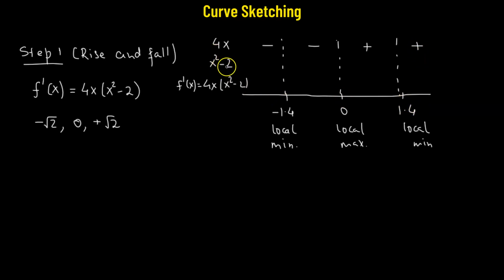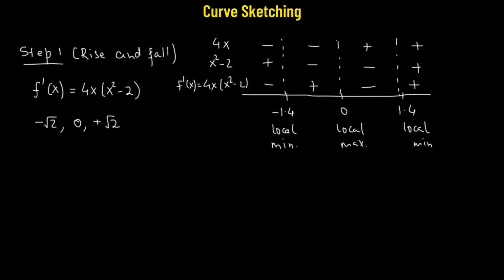Now, we'll look at the sign of x^2 - 2. For values less than -1.4, if we take -2, then (-2)^2 will be 4, and 4 - 2 will be a positive number. If we take -0.5, this will be a negative number. Positive 0.5, this will be negative, and values greater than 1.4, this will be positive. So finally, we find out the sign of f'(x). This will be simply the product of 4x and x^2 - 2. So negative times positive will be negative. Negative times negative will be positive. Positive times negative will be negative. And positive times positive will be positive.